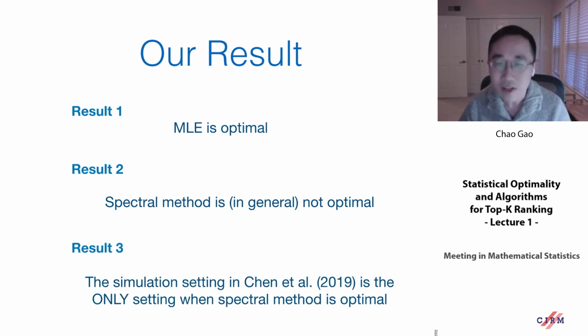And in result 3, we are able to find an explanation for the interesting simulation result in the paper. The simulation setting in the paper by Chao et al. is actually the only setting in which you can show a spectral method is optimal, and they were lucky to find that setting. It's actually natural because this is the simplest setting that you can think of.